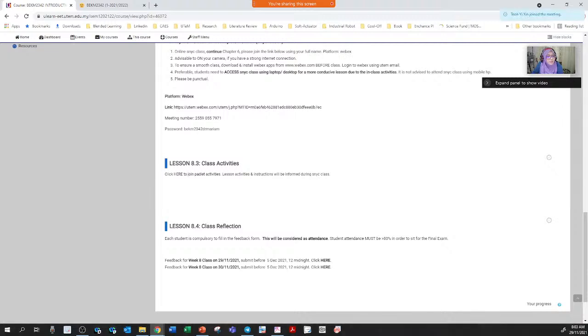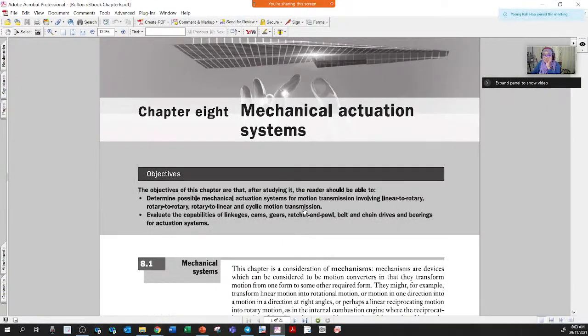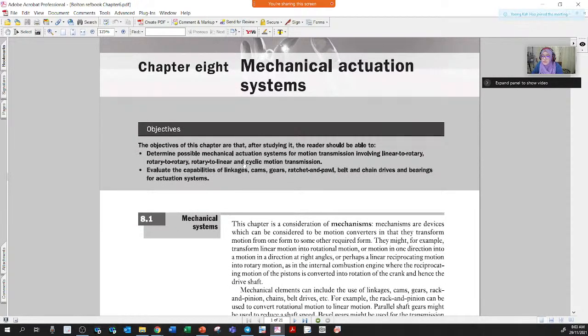Let me share this with you. This is the notes, the textbook part for the mechanical actuator system. The objective is as written in ULearn: you will learn how to determine a possible mechanical actuation system for motion transmission, when you want to convert a motion from linear to rotary, rotary to rotary, rotary to linear, and even cyclic motion transmission.